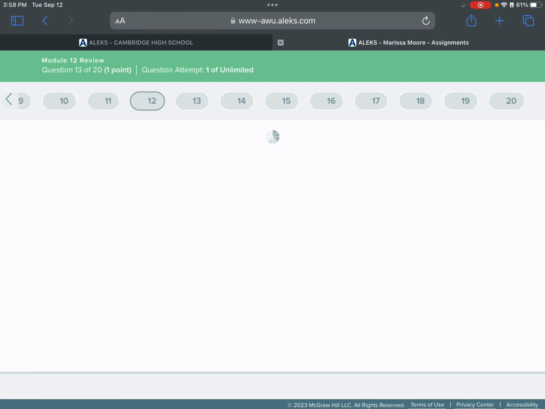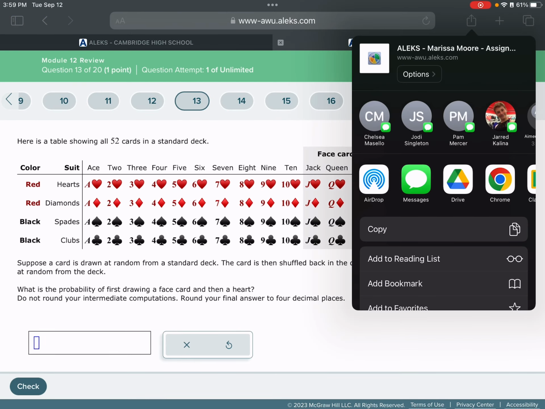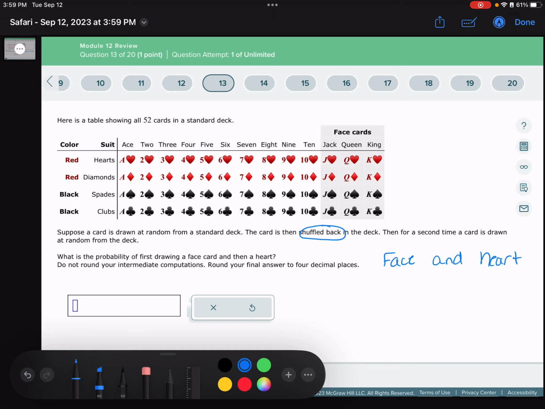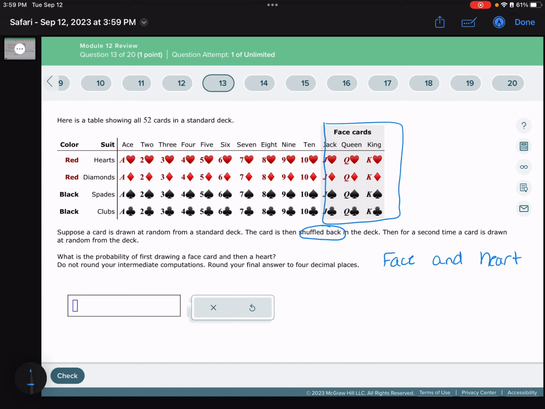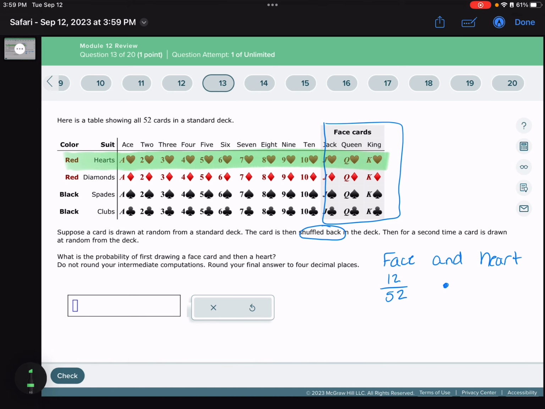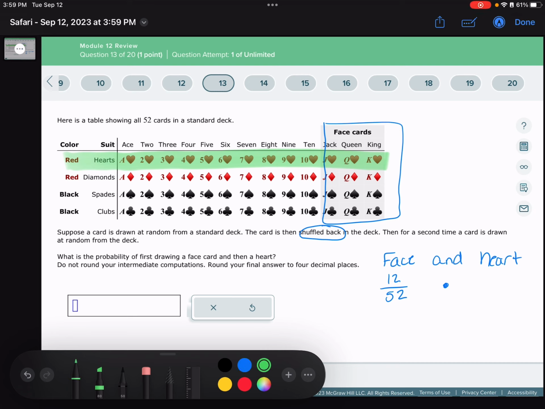Number 13, another card problem. This time we are shuffling back into the deck. My first card that I want is a face card, and the second card I want is a heart. So for my first one, all of my face cards are here. There are 12 out of 52 of them, and means I'm multiplying. Hearts are in this line right here, and there are 13 out of the 52.